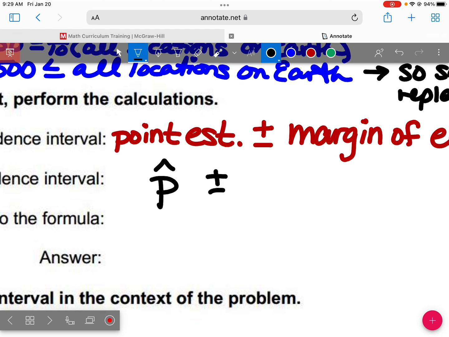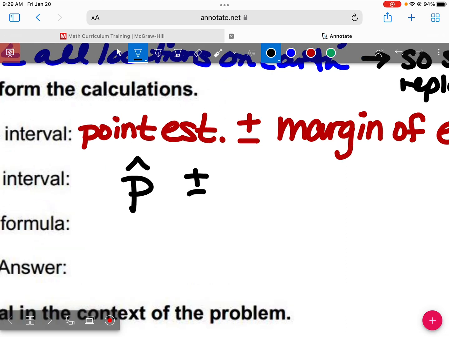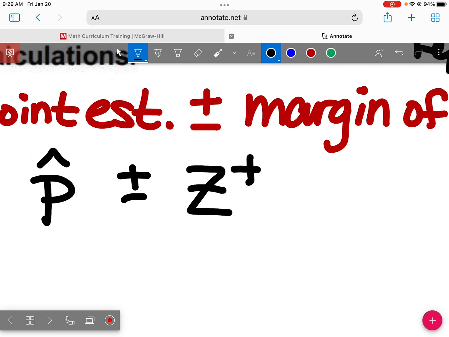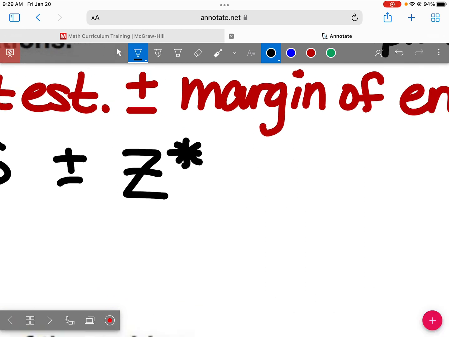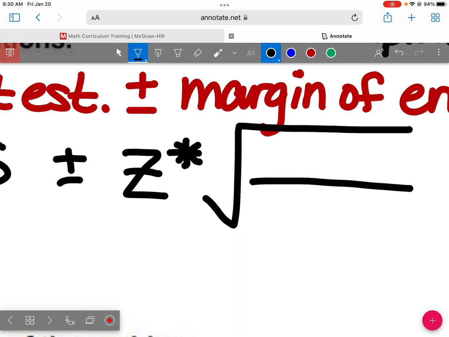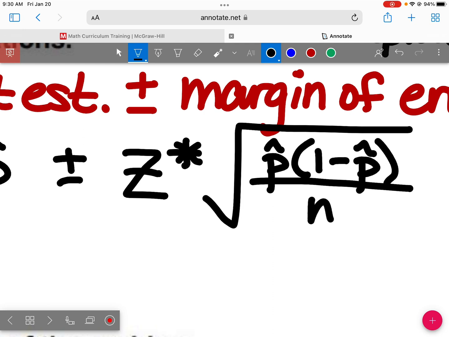plus or minus. I need two pieces in order to calculate the margin of error. What is one piece that I need? Z star, our critical value, we need Z star. And then I need what? I need my standard error, which we calculate just like a standard deviation, but we call it a standard error because we're doing it from P hat, not with P. So that would be the square root of what? P hat times 1 minus P hat over N.